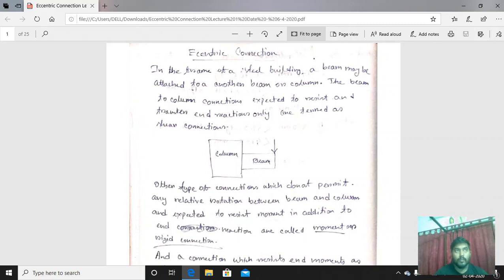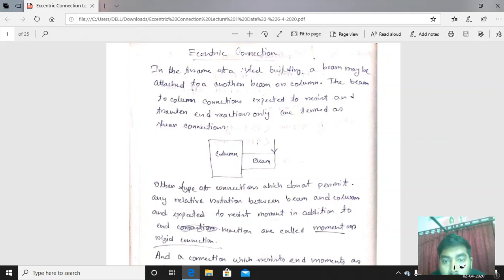Today we will be starting a very important module, because this module does not follow the IS code. That means in the IS code there is nothing written for this module. This is the eccentric connection. That means when an eccentric load is acting on a member, the member will be subjected to shear force as well as bending moment.